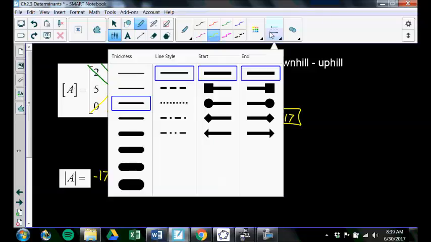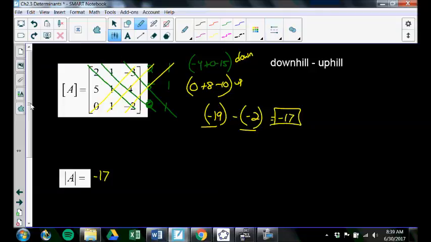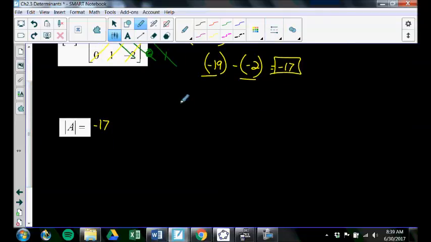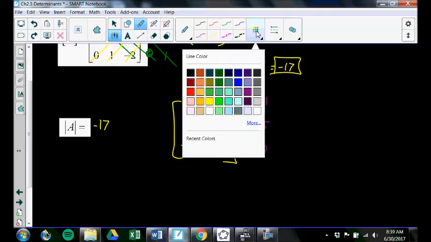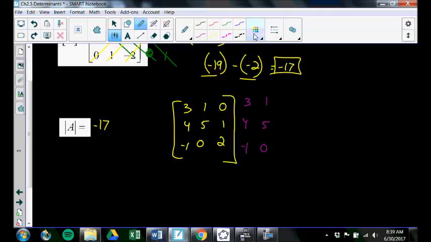I'm just going to make up another example so I can run through another one with you. If you feel like you're okay with this, go ahead and move on. But say we have 3, 1, 0, 4, 5, 1, -1, 0, 2. Having zeros actually makes this a lot easier because multiplying by 0 is nice. To find the determinant of this matrix, I'm going to copy back down 3, 4, -1, 1, 5, 0. Then I do the downhills and the uphills. It's always downhill minus uphill. If you want to pause and do this on your own at this point, you can.